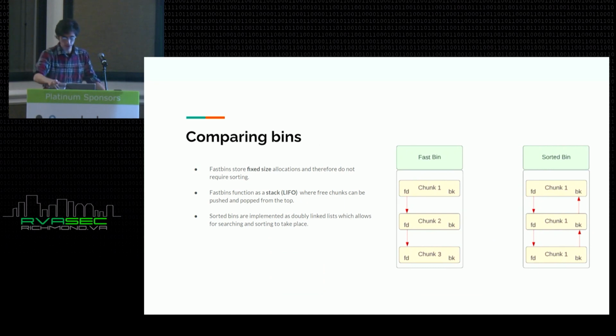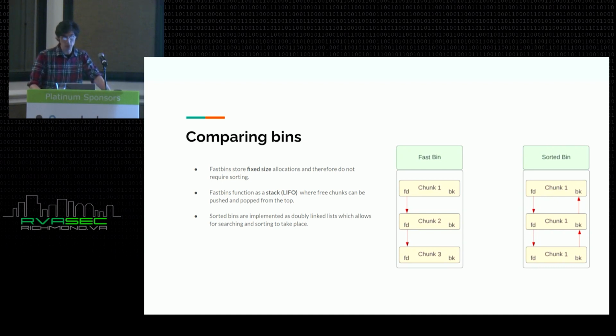Let's take a look at the different types of bins that we've implemented here. So fastbins, like I said, store fixed size allocations, and they therefore do not require sorting. They actually function as a stack data type, so last in, first out. As chunks are added to our free bin, they're actually added to the head of the list, and then the chunk that was already existing in the bin is set to the next field, or the forward field. So everything goes on top and then is popped off the top like a stack would be.